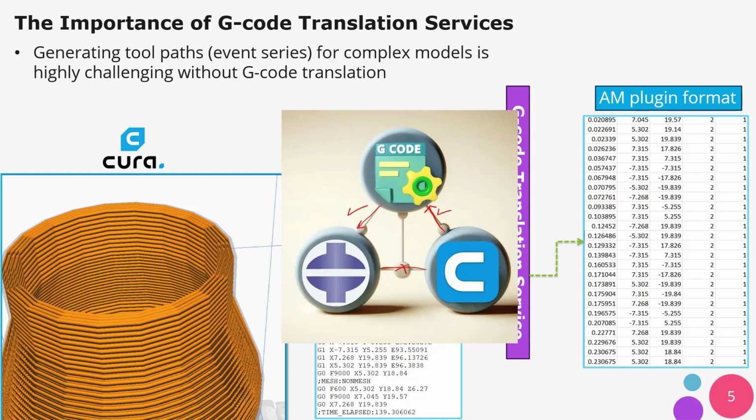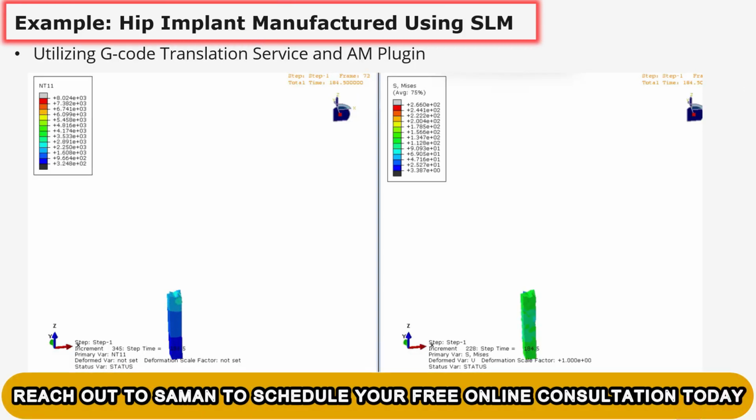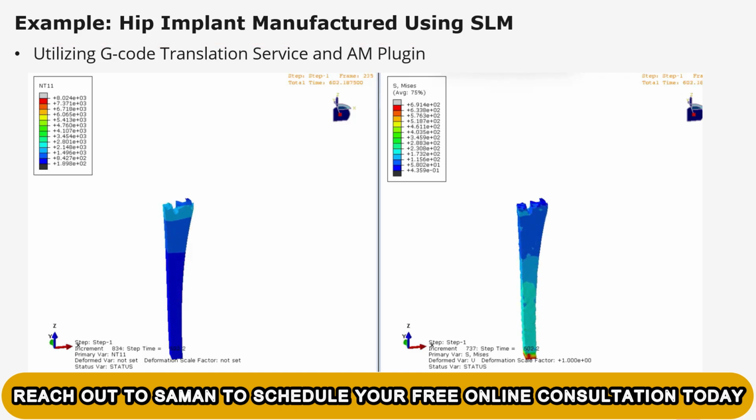Recently, the construction of customized implants has garnered significant attention, particularly with Selective Laser Melting (SLM). There is a substantial amount of ongoing work in this field. Here, you can see an example of a hip implant produced using the SLM method. With the code I have generated and the AM plugin, you can print any model, but it doesn't stop there.